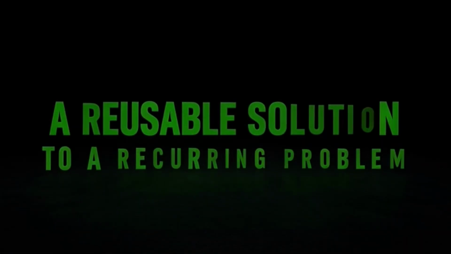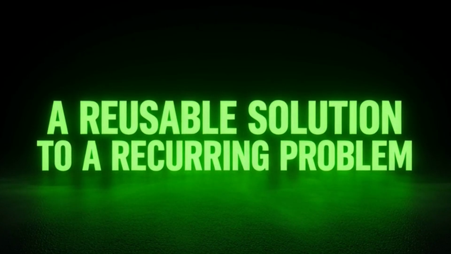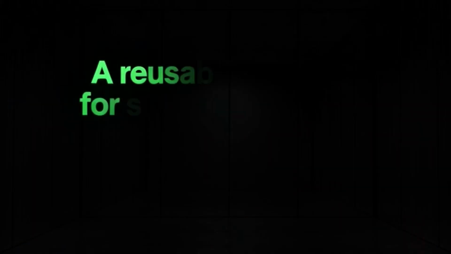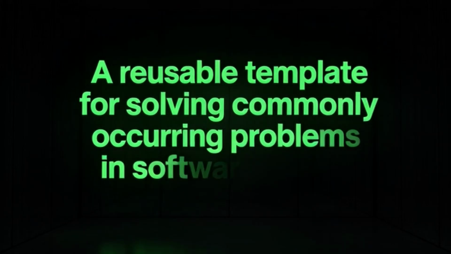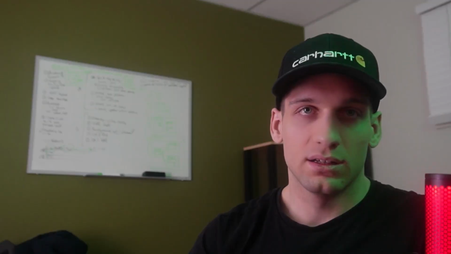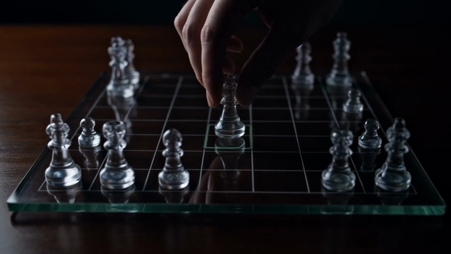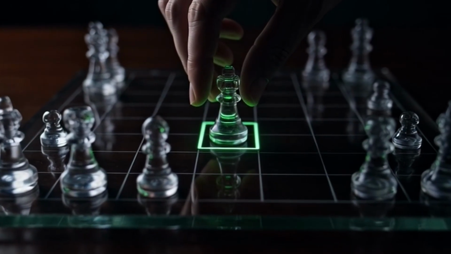Let's dive in. Definition 1, a reusable solution to a recurring problem. This is the definition everyone repeats because it's clean and safe. A design pattern is a reusable template for solving commonly occurring problems in software design. Not copy-paste code, but a general solution you adapt to your situation. That sounds reasonable, almost too reasonable.